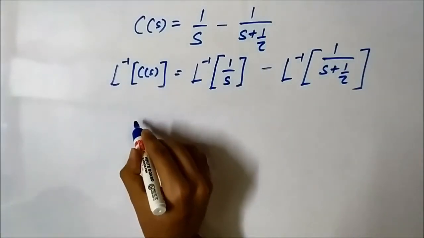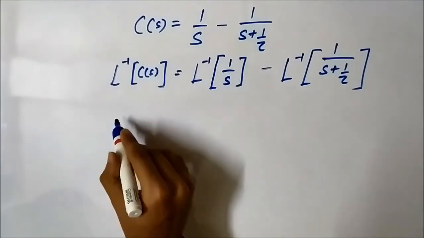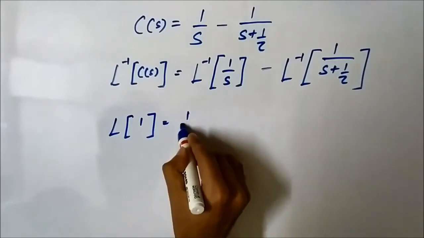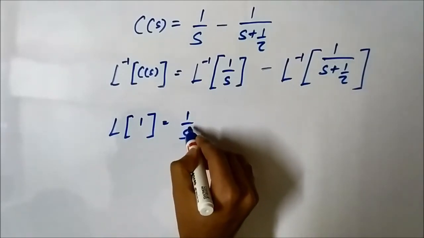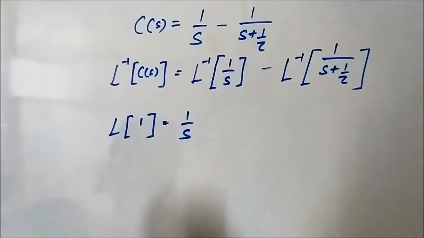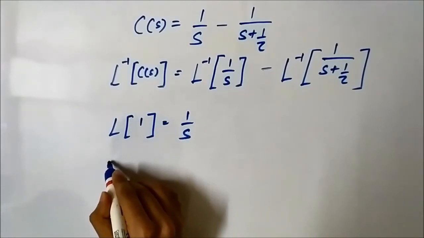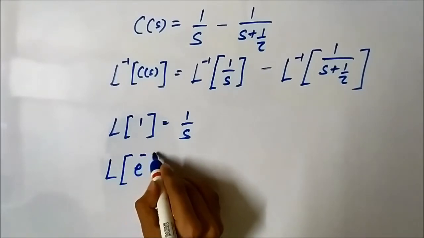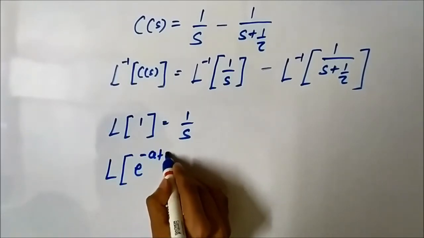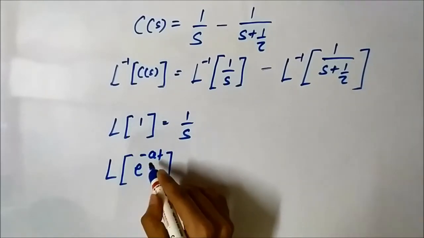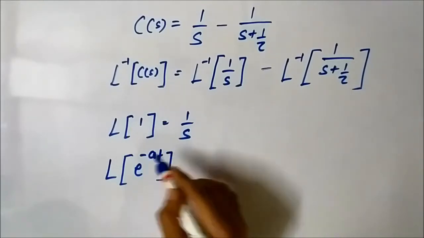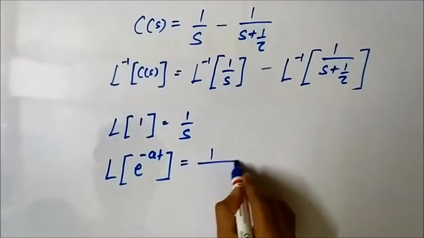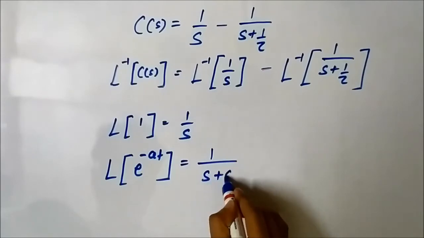Now we know that the Laplace transform of 1 is 1 by S. So the Laplace inverse of 1 by S will be equal to 1. Also, we know that the Laplace transform of e to the power minus at, an exponential signal where a is any constant, is equal to 1 by S plus a.